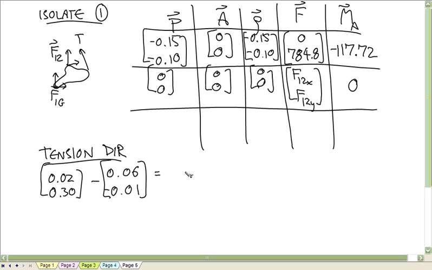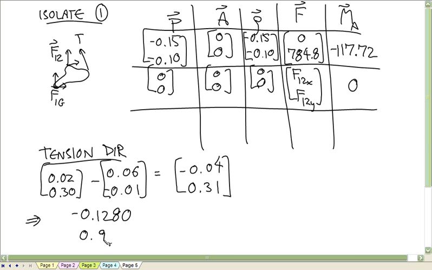So you get negative 0.04, positive 0.31. Okay, that's a vector in the right direction. And now we have to make that a unit vector. So unit vector calculation says this is negative 0.1280, positive 0.9918.